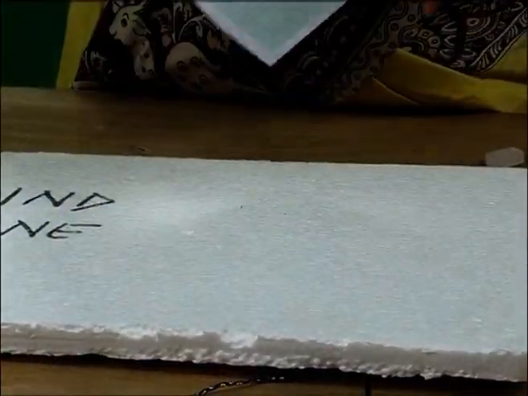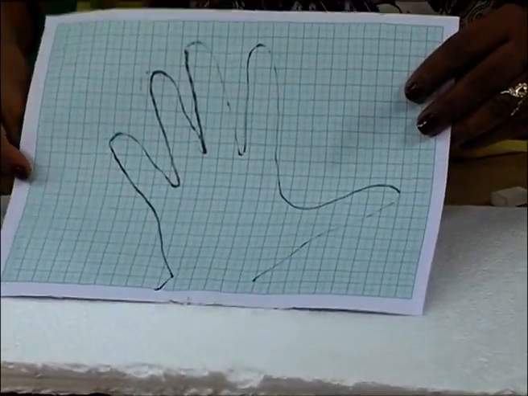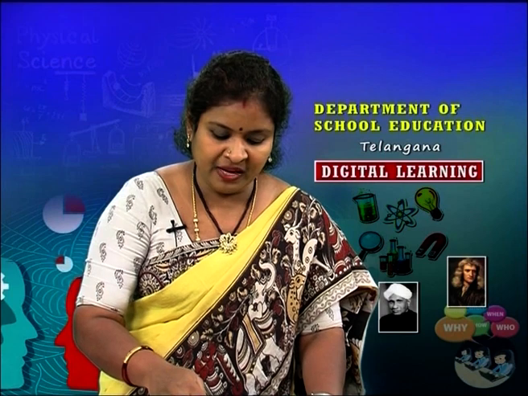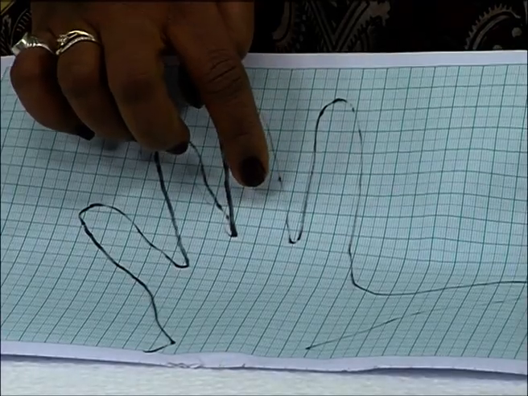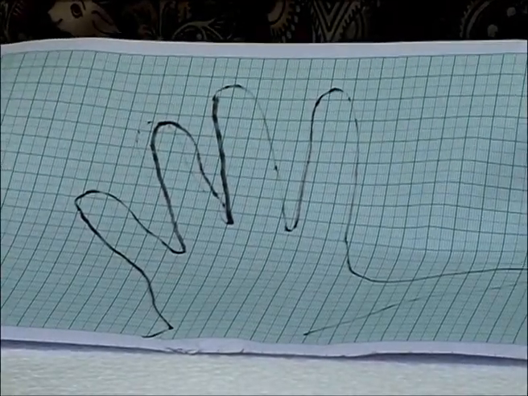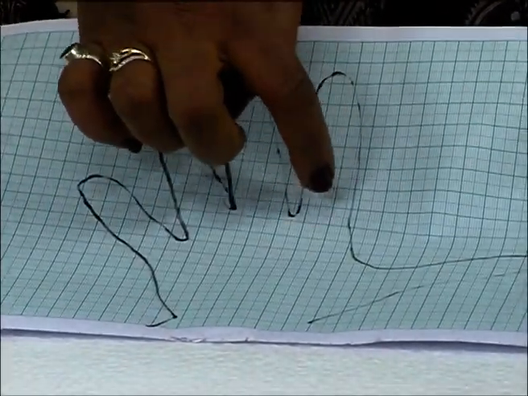See, children, I have drawn the outline of my palm. Now, count the number of bigger complete boxes. The area of each big box, as I told you, is 1 centimeter square. So, count the total number of bigger boxes.